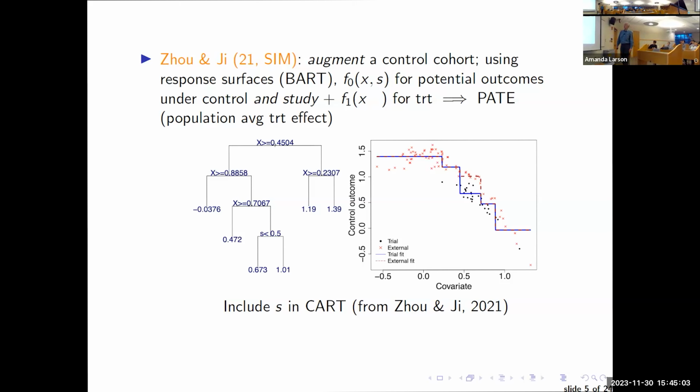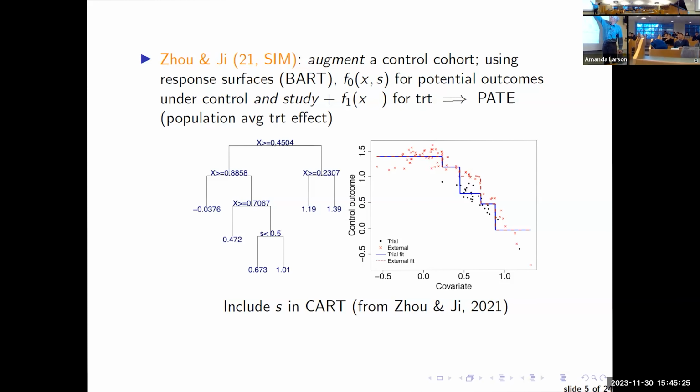They are setting up a BART, think of it as a regression tree. You're setting up one BART for the outcome given covariate X, and they're setting up another BART for the outcome.